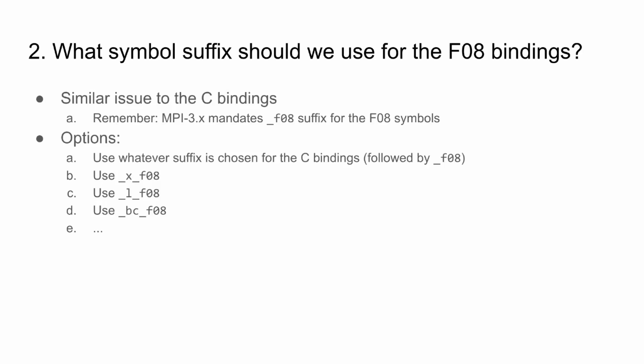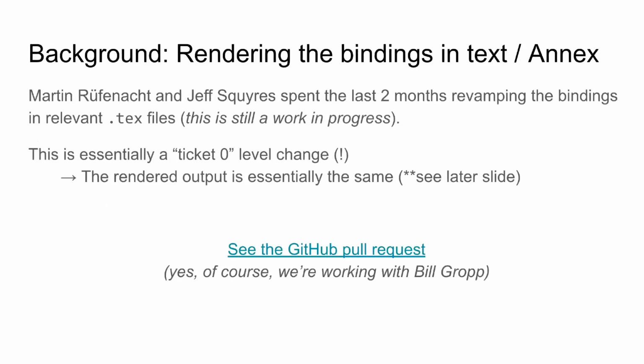Okay. All right. Next one. Let's talk about rendering the bindings in the text and the annex. Martin and I have spent quite a bit of time revamping the .tex. Although this is still a work in progress, we fully updated the point-to-point chapter, and that's what we're going to be showing you here. This is essentially a ticket 0 level change because the rendered output is essentially the same with a couple of caveats.